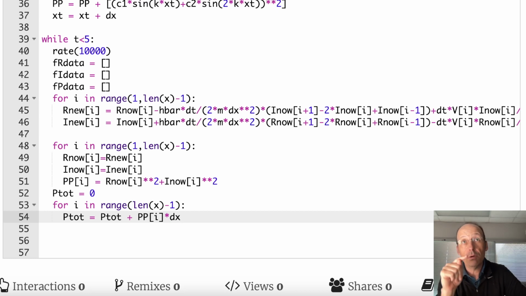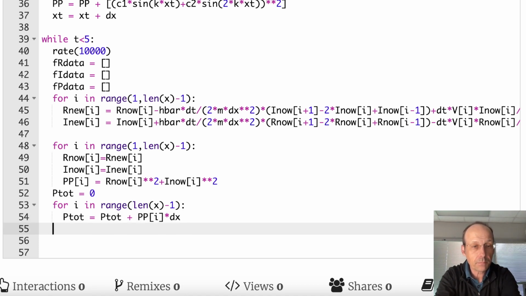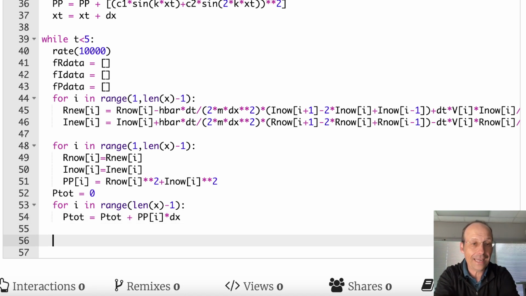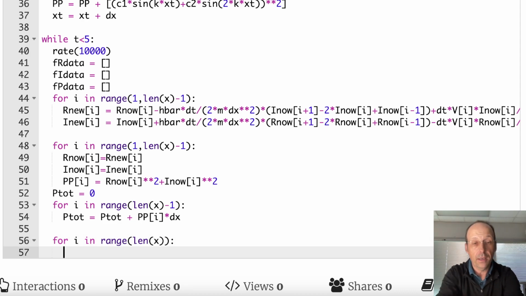Now what I want to do is divide my I nows and my R nows by the square root of P total. And that means that when I go back and reintegrate, I should get a value of 1. I'm going to go through the whole thing. I can't do it in that loop. So for I in, I'm going to do it for all of them, range, length of x, even though the first and the last are 0 anyway.